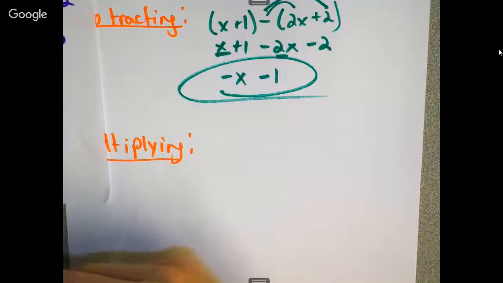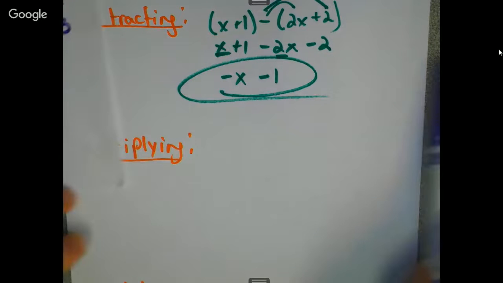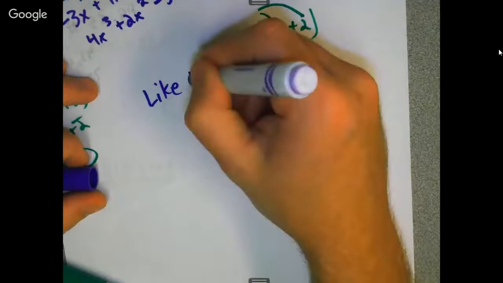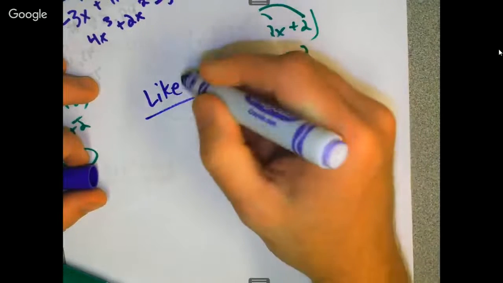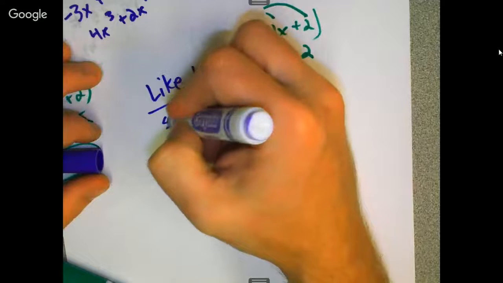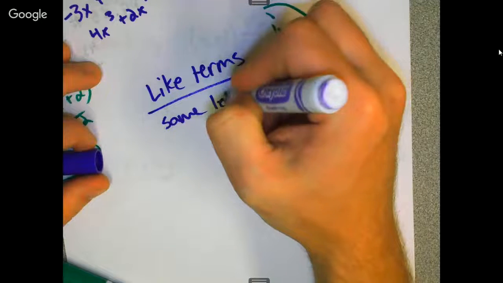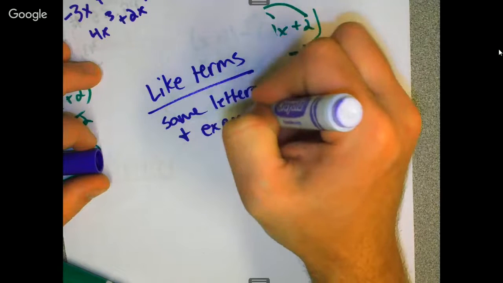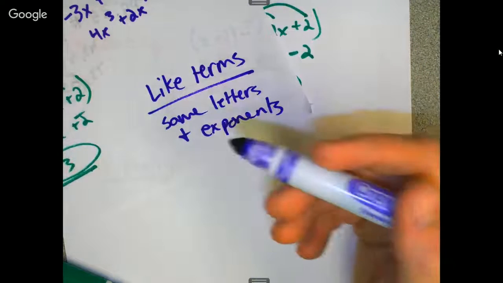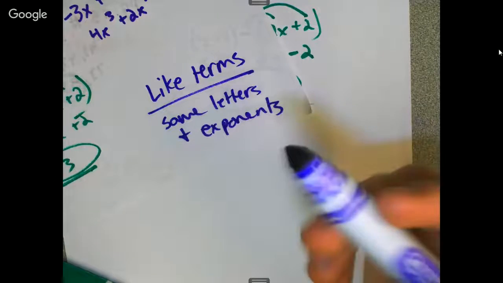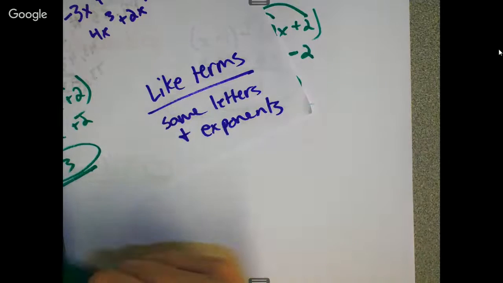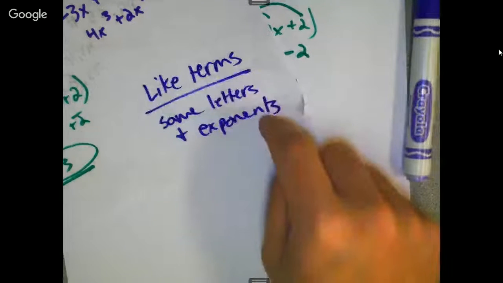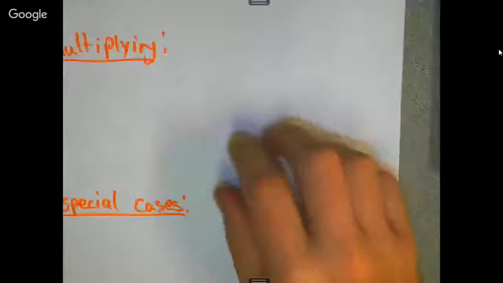Okay, now what makes like terms? Like terms have the same letters and exponents. Okay, meaning if one has an x to the second, the other one has an x to the third, they will not be the same. Okay, so you got to make sure all their letters and the exponents on the letters are identical.